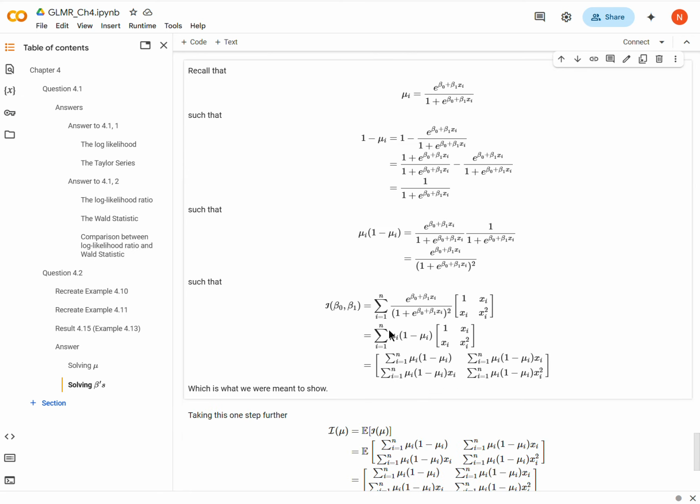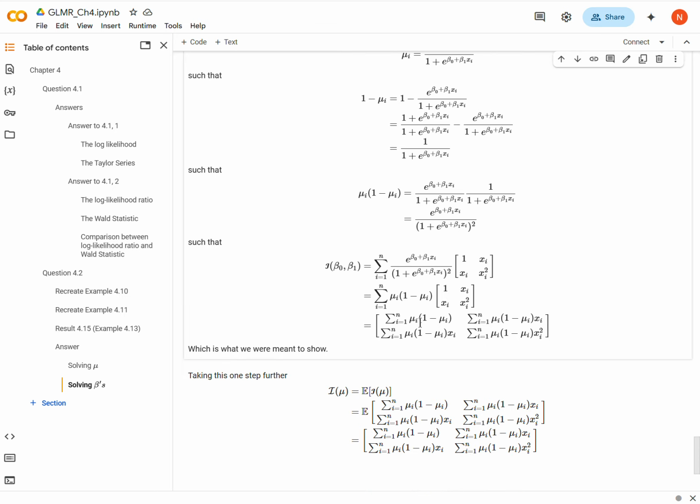And so our expression for the information matrix, I can just re-express like this, and then I can push this summation of mu times 1 minus mu back into the matrix, and this is what we're meant to show right here. And again, we can take this one step further. We can take the expectation of this guy, but here, the expectation is just the same thing. It won't always be that way, but here it is. Okay, I think that is it for this one.